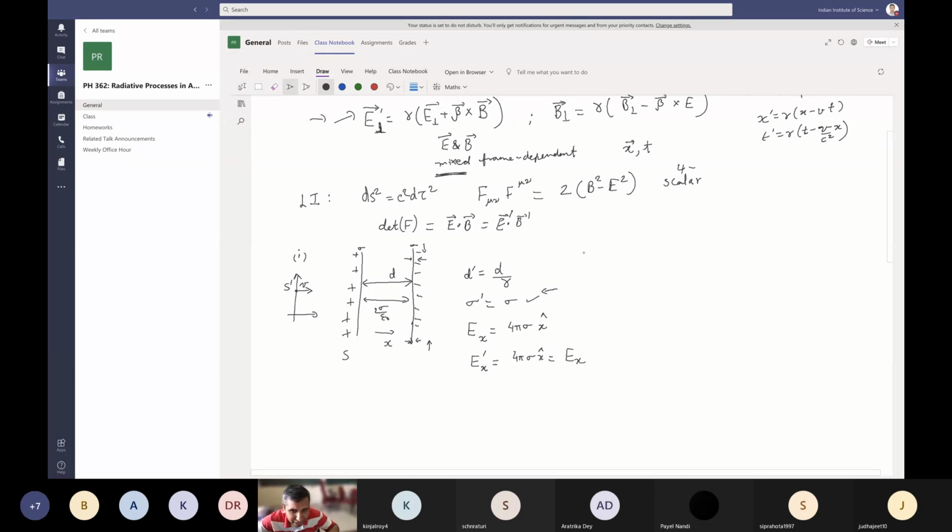So what does it mean? It's consistent with E parallel prime equal to E parallel. So the component of the electric field along the direction of the boost does not change. This also we get from the consideration of charges. Is this clear? So this is just a little physical way of reconciling the equations that I wrote.